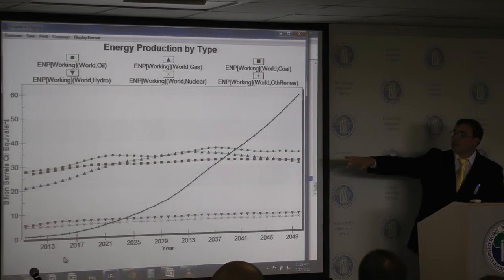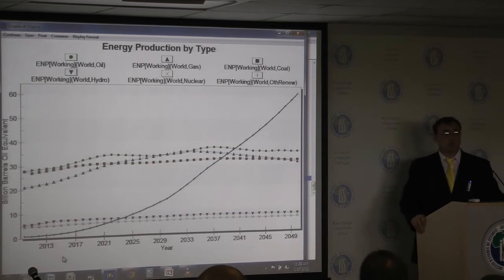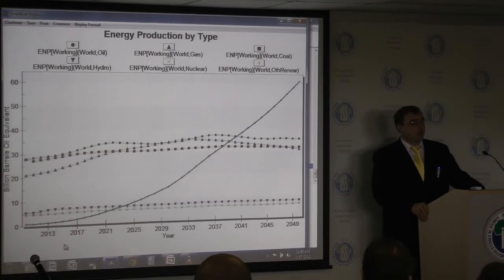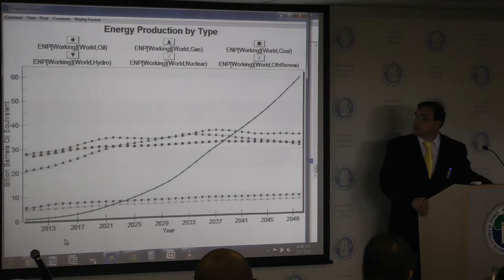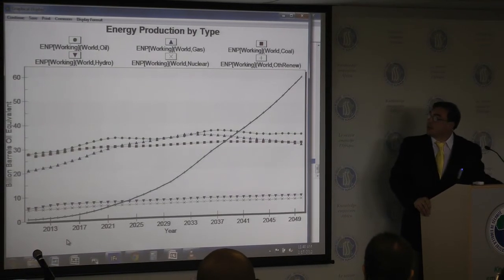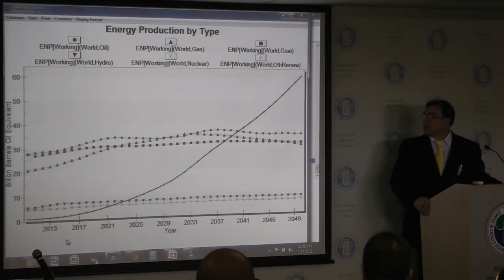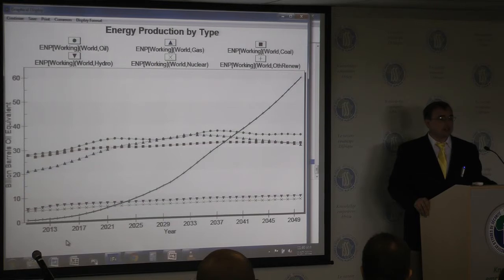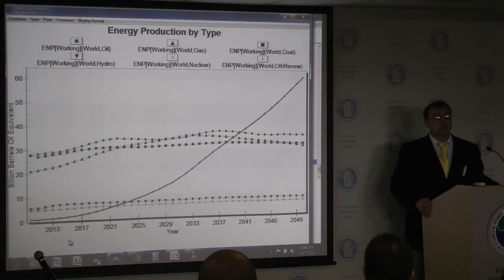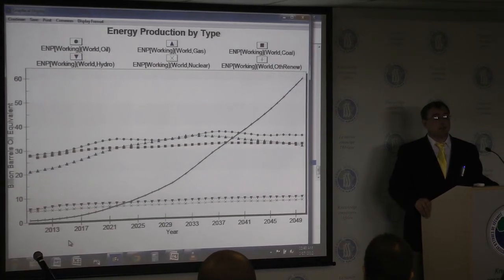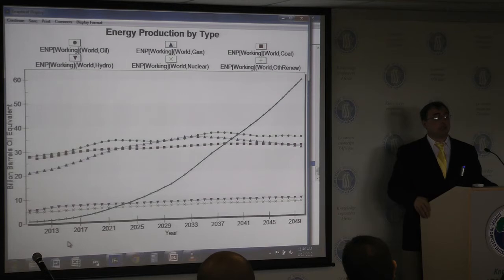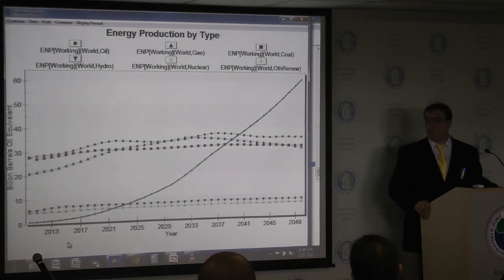So the top three lines represent three different types of fossil fuel production. The red line represents coal production, the green line represents oil production, and the blue line represents gas production. We see general peaking in oil and gas production across time. More of a plateau, though, than what some people would consider a precipitous cliff that we'll be falling off of.